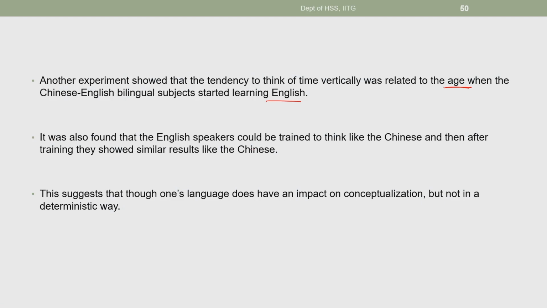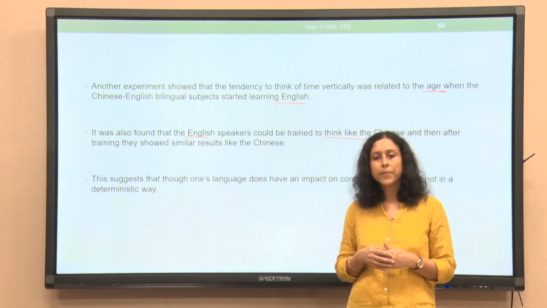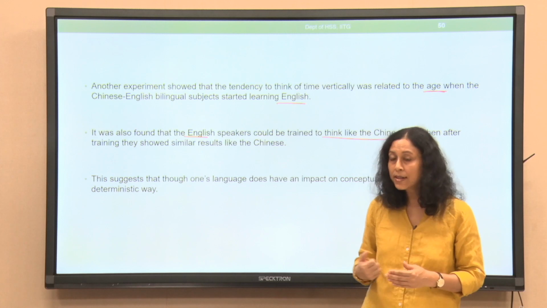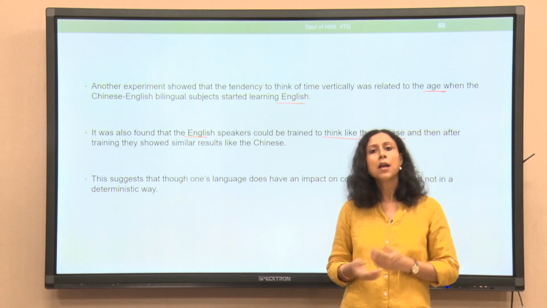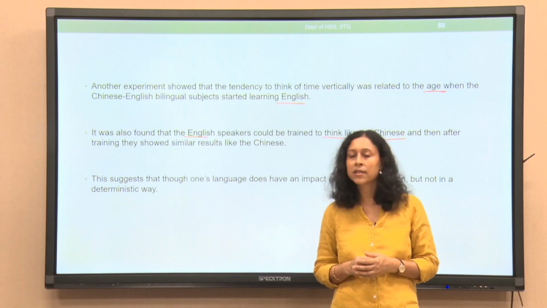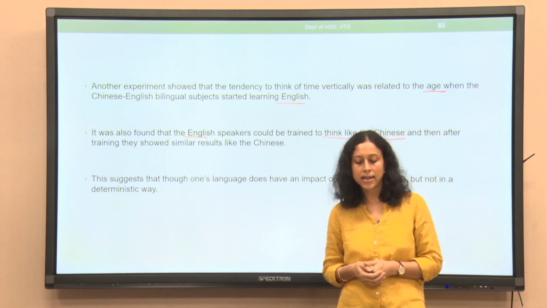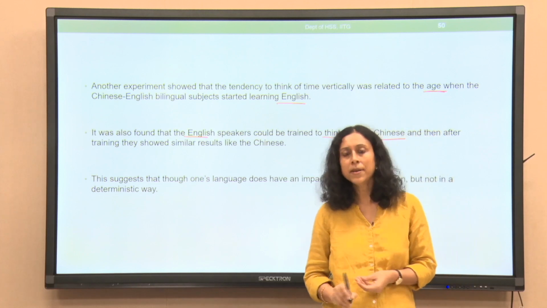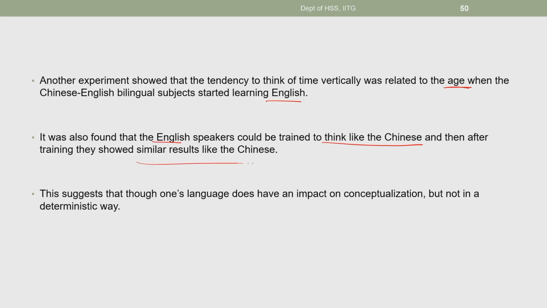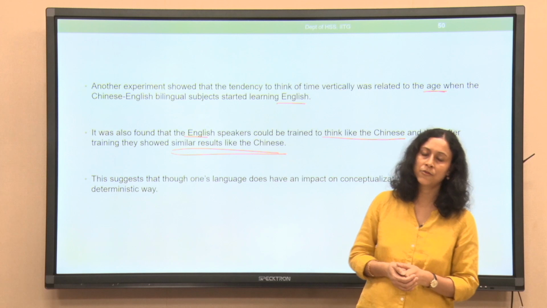It was also found that the English speakers could be trained to think like the Chinese, which means that not only does learning English make Chinese speakers look at time differently, or let us say more like an English speaker, but the reverse is also possible. It is not only the Chinese who change, but if the English speakers are trained in a proper way to think like Chinese, even for them the results will be similar to the Chinese monolingual speakers, or at least first language speakers of Chinese.